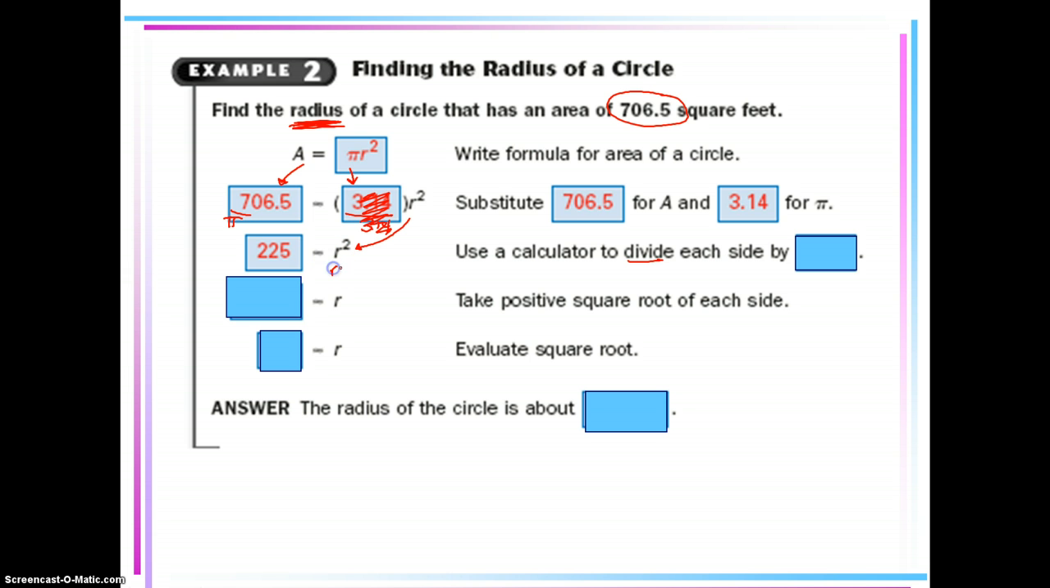Remember, a square is r times r. So you're thinking what number times itself is 225. We also can take the square root of both sides. When you square root a square, it just gets rid of the square. So you just have r. Square root 225. The answer is 15. The radius of the circle is about 15 feet. You can always check by plugging it back in and making sure that it equals 706.5.